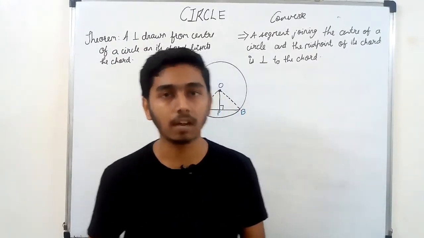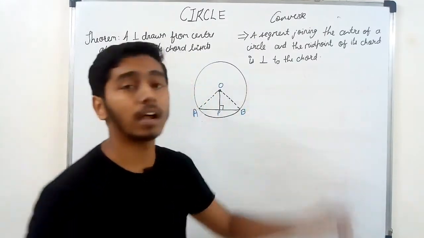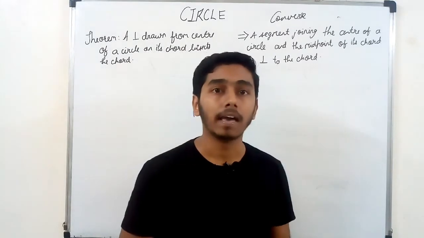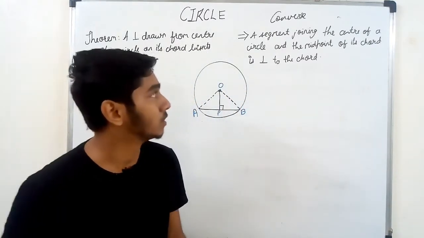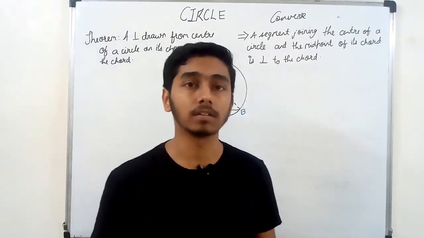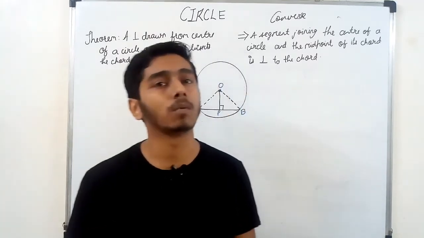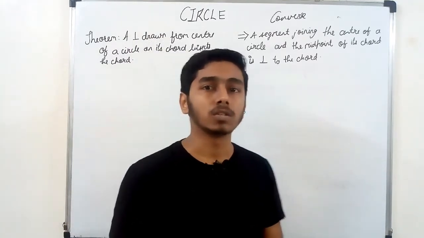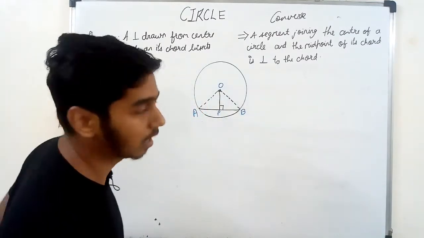My name is Raj Shah, and in this video we'll be looking at the theorems on chords, and we'll be looking at some examples also based on those theorems. In the previous video we saw the introduction of the chapter circle. We saw what is radius, what is a diameter, what is a chord. So in this video we'll be looking at some theorems. So let us start.